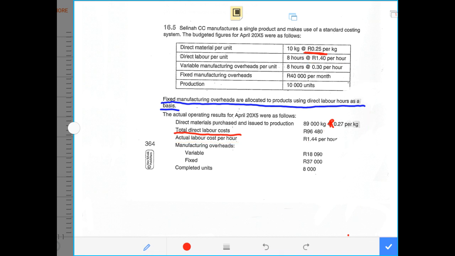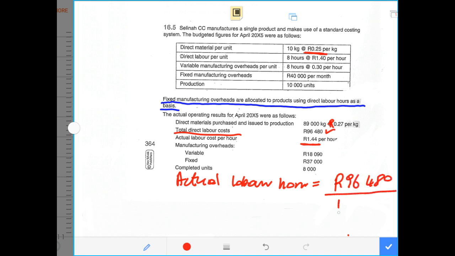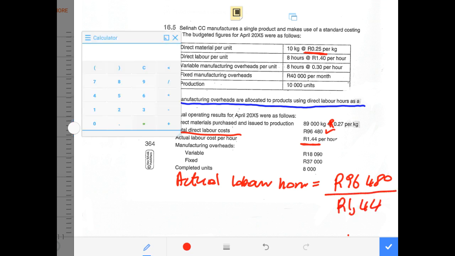Now we have to calculate, based on the information provided to us, the number of labor hours, because if we know the total labor cost and we also know the rate at which employees are paid, then we can calculate the actual labor hours. Let us calculate the actual labor hours. Our actual labor hours will be the total cost of labor, which is 96,480, divided by the rate per hour, and the rate is 1 rand 44 cents.